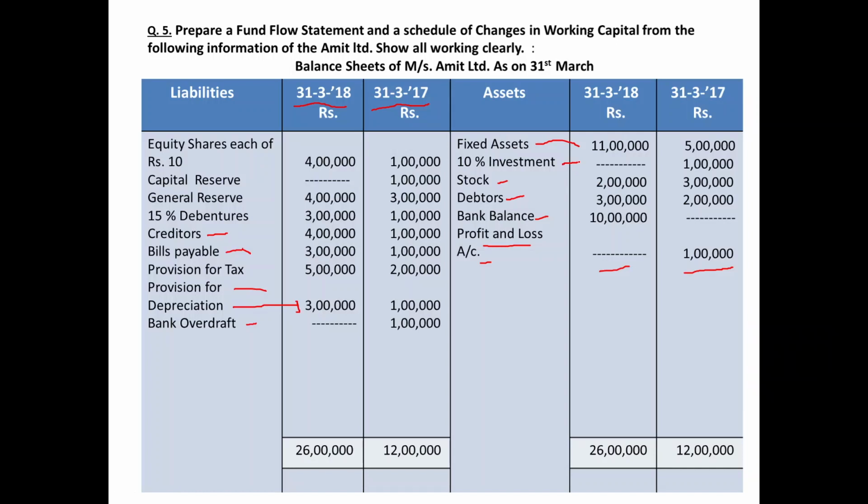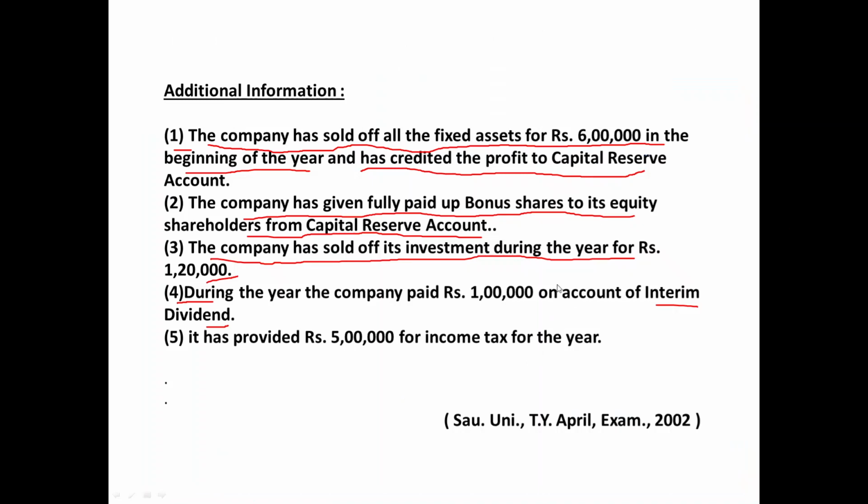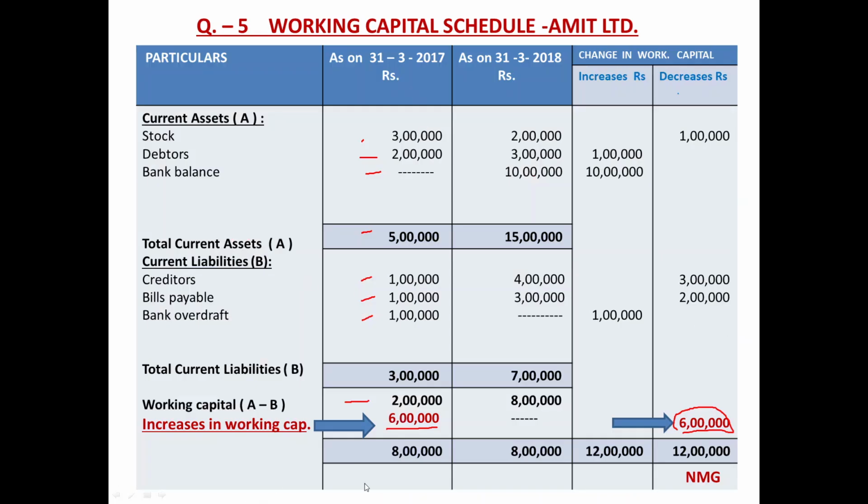10% investment. Opening balance 1 lakh. Closing balance nil. It means the entire opening balance of rupees 1 lakh has been sold off in the current year for rupees 1,20,000, given in this additional information point number 3.